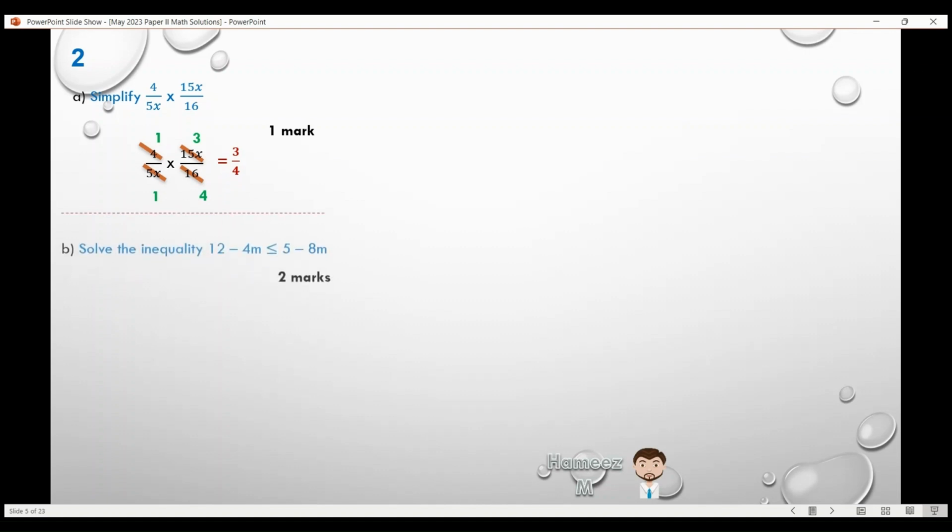Now let's move on to part B. Solve the inequality 12 minus 4m is less than or equal to 5 minus 8m.